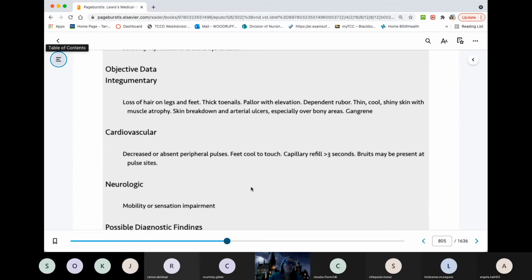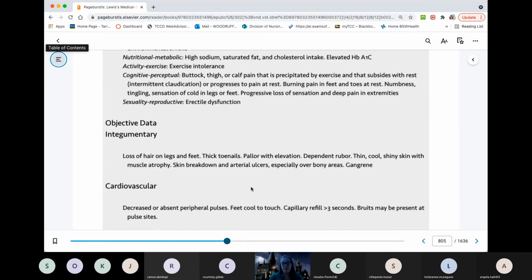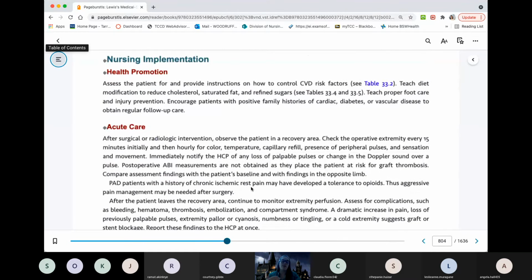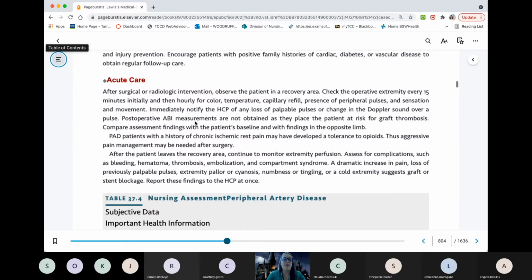And then where would I look to find orders and treatments that I might have? In nursing implementation. So I can look up the role of the nurse. And remember, I told you for this section, health promotion is how can I prevent this from happening? But I want to focus on acute care, because most of our things are, hey, you're in a hospital, there's a patient with PAD, what are you going to do? So you really want to focus on this acute care section.